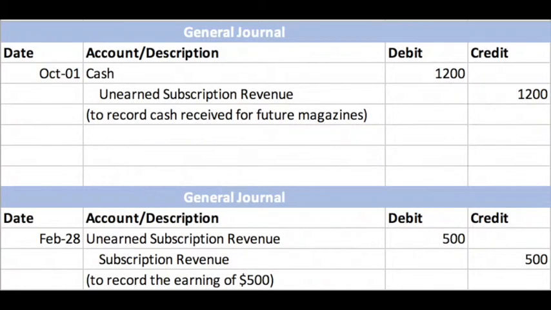A deferred revenue example is if a company sells 12-month subscriptions to a monthly magazine in October and they receive $1,200 for 12 subscriptions. The journal entry would be to debit cash and credit unearned subscription revenue. In February 28, the company must then adjust the entry to account for 5 months earned revenue. They must debit unearned subscription revenue and credit subscription revenue.